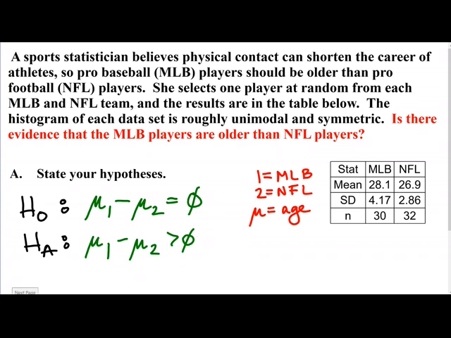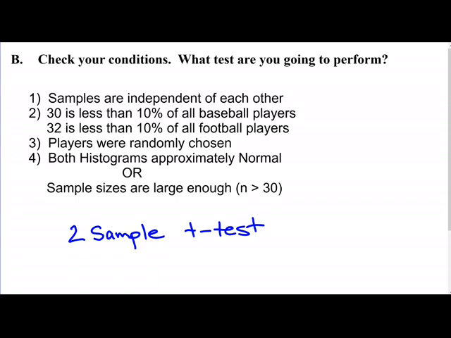All right, let's move on to conditions now. There's 4 of them. Number 1, are the samples independent of each other? So in other words, does the age of an NFL player affect those ages in Major League Baseball and vice versa? I mean, no, they're just totally independent of each other. They don't affect each other at all. Both sample sizes would be less than 10% of all players. So 30 is less than 10% of all baseball players. Likewise for football players over here. It says the players were randomly chosen. So there's your random that you need to see showing up in your question.